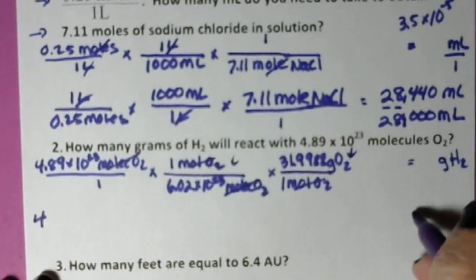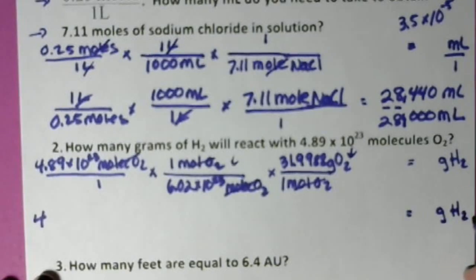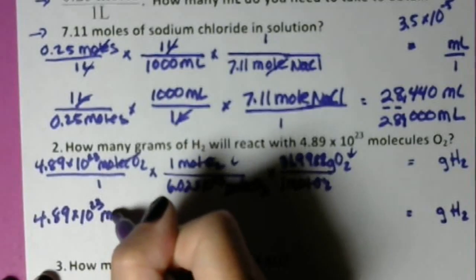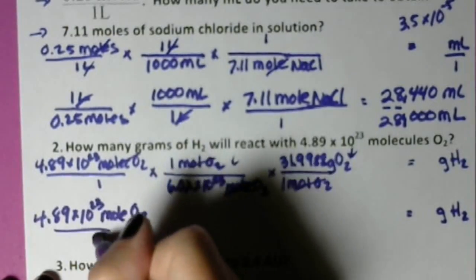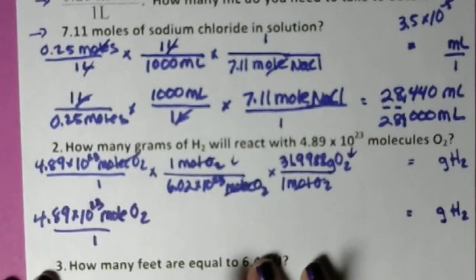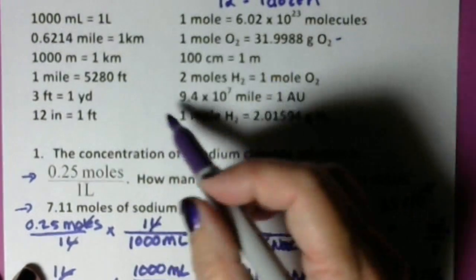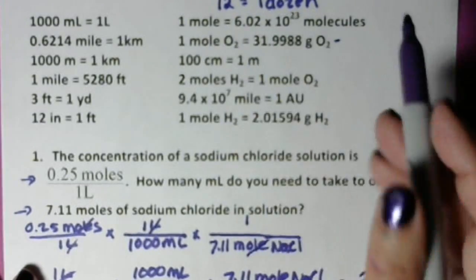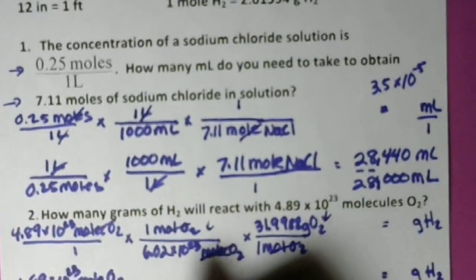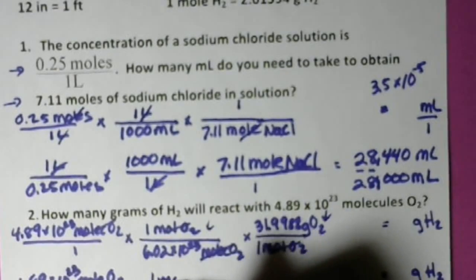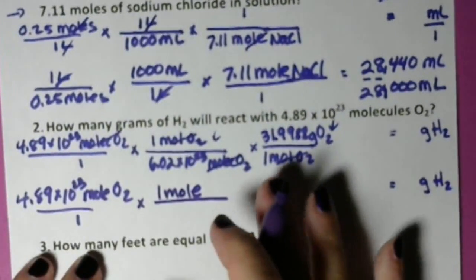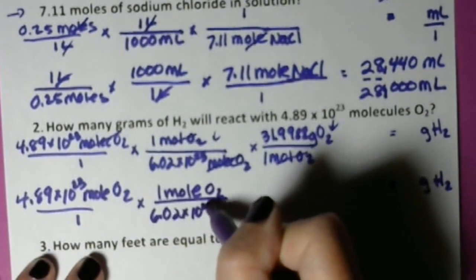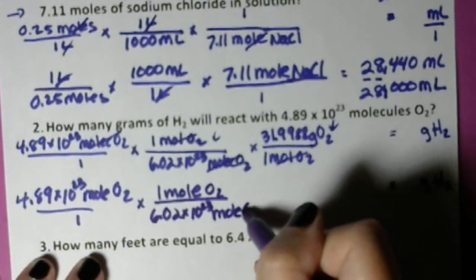So I'm still going to grams of hydrogen. I'm still starting with 4.89 times 10 to the 23rd molecules of oxygen. Let's see if I can find a different path. So I go back to the top, but there's only one thing with molecules in it. So that's probably correct for the path. So I'm going to do the same step. 1 mole of oxygen to 6.02 times 10 to the 23rd molecules of oxygen.